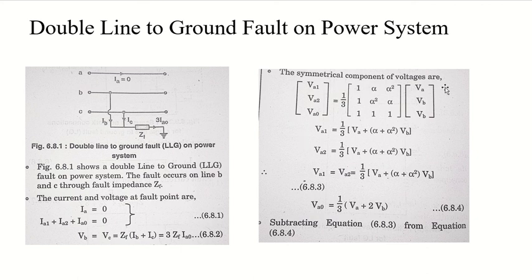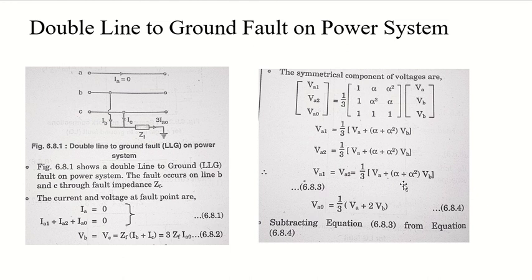See, VA1 will be VA plus alpha into VB plus alpha square into VB, and what will be VA2? It will be VA plus alpha square into VB plus alpha into VB. So basically both of them are equal, and the value of VA0 will be 1 into VA plus 1 into VB plus 1 into VB, which means 1/3 will remain as it is, VA plus 2 VB. So you can see the formula here. And now as we have the same values of IA1 and IA2, instead of IA1 and IA2 you can write either one of them as well.